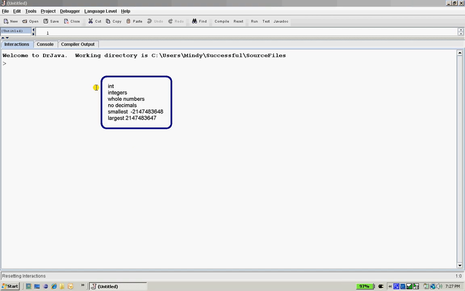First, we'll talk about ints or integers. These are whole numbers with no decimals to them. They range in size from 2 billion and change to negative 2 billion and change. Another primitive data type that we're going to talk about are doubles. These numbers have decimal portions to them, and they range in size from negative 1.79 e to the 308th to as large as 1.79 e to the 308th.